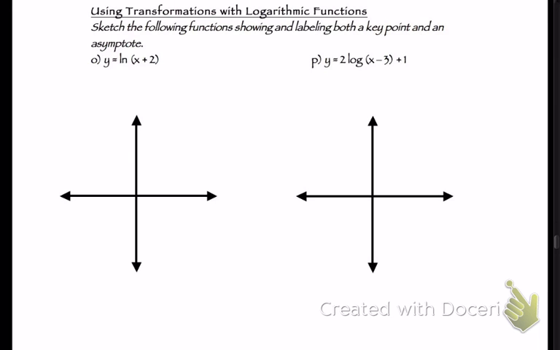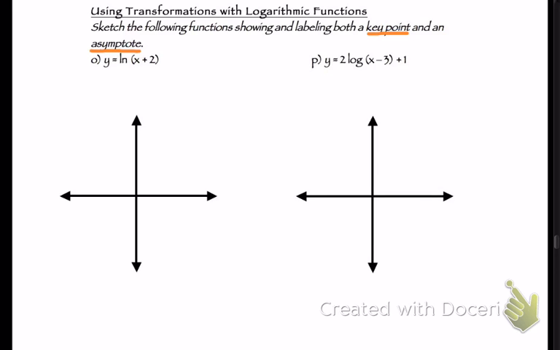All right, so let's try some. I'm going to go slow on the first two, and then I'm going to zip through the last two. All right. So, letter O. I have the natural log of the quantity x plus 2. How would I graph that? Well, notice it says to label both a key point and an asymptote.